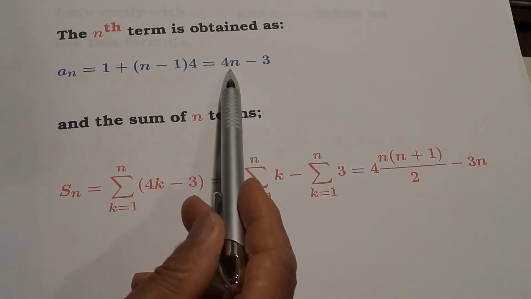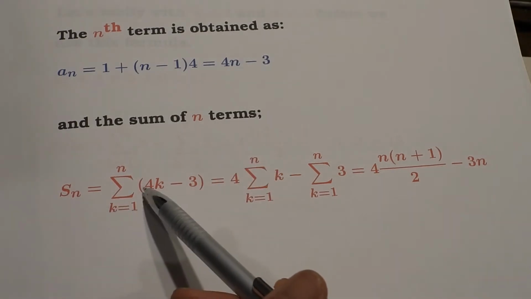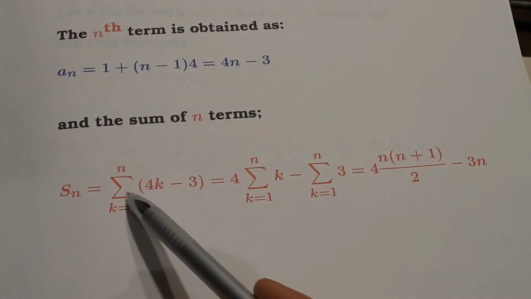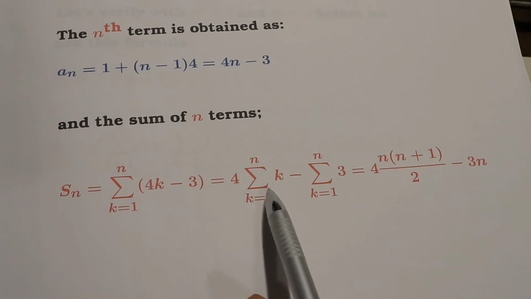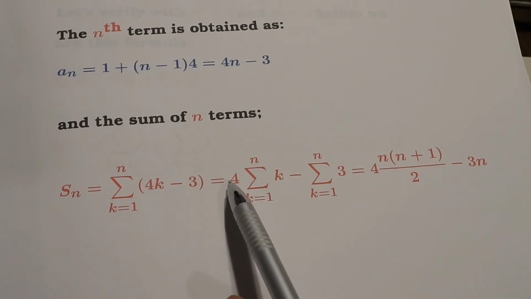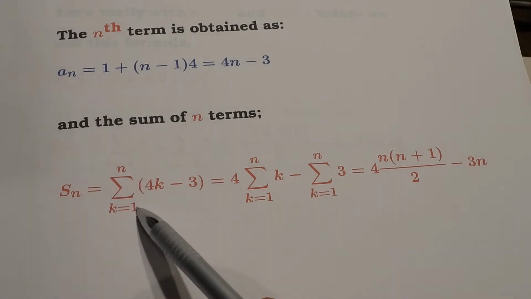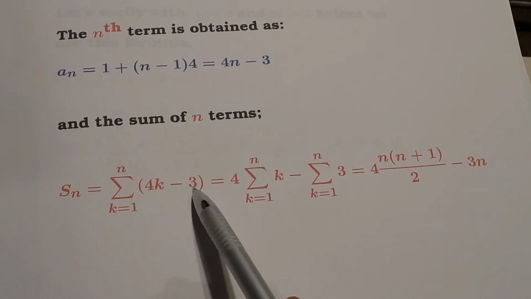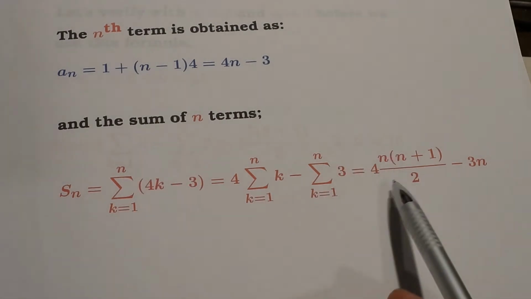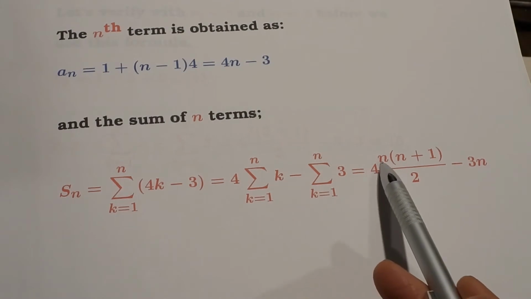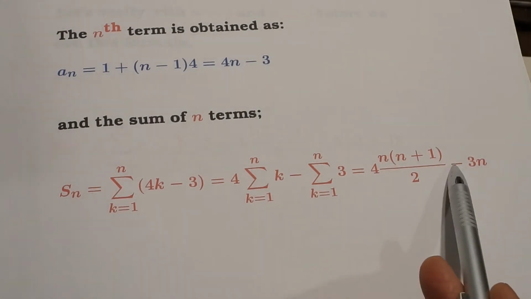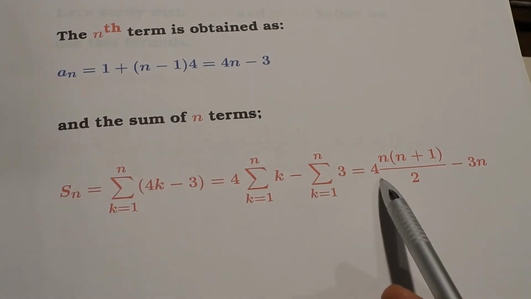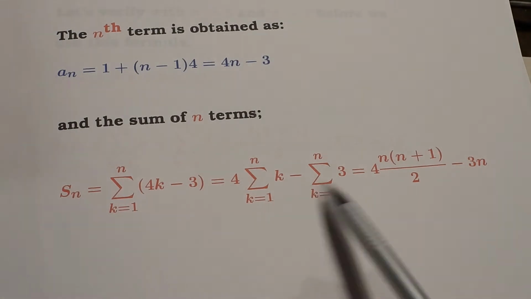Once we have the nth term, you just use sigma notation to get the sum. Okay? Now, after you use sigma notation, we multiply out using the distribution property. So 4 times sigma k minus 3 times n, because you don't have any k here, you just multiply out. Okay? So it turns out 4 times n times n plus 1 divided by 2 minus 3n. Okay? This one is the sum of n terms.